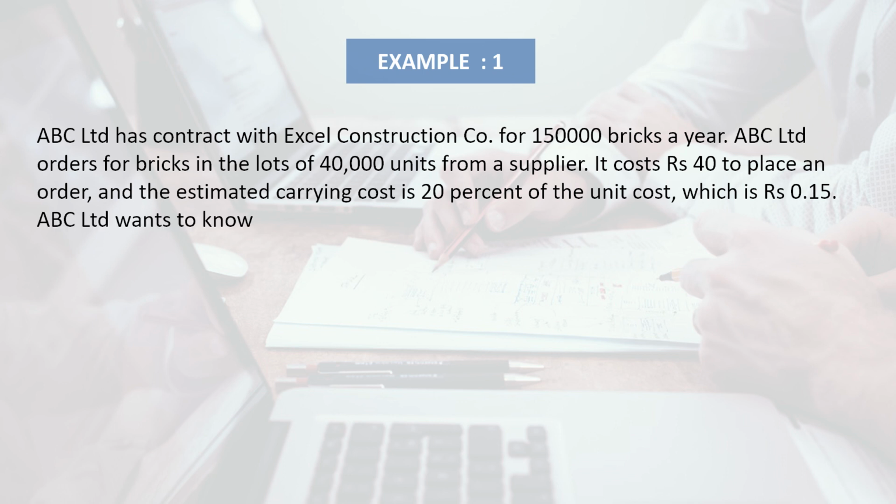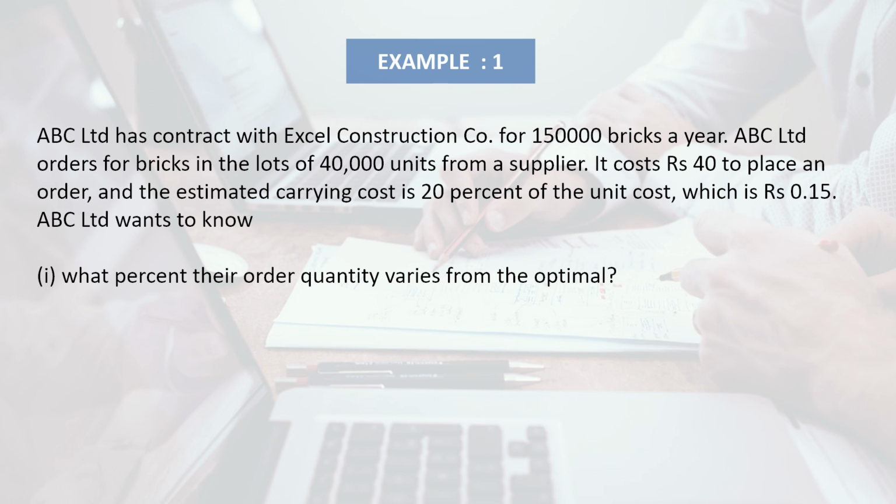ABC Limited wants to know what percent their order quantity varies from the optimal. It means, if you have the optimal order quantity, how much your present order is varying from the economic order quantity. And second, what this variation is costing them, if anything. Meaning how much the cost will be impacted if you change the order quantity from the optimal order quantity.